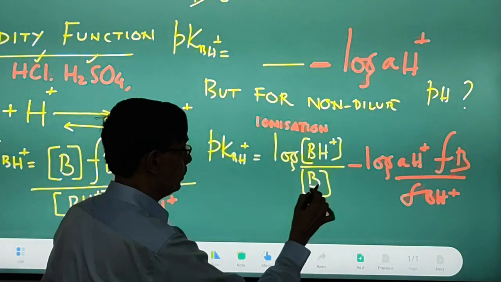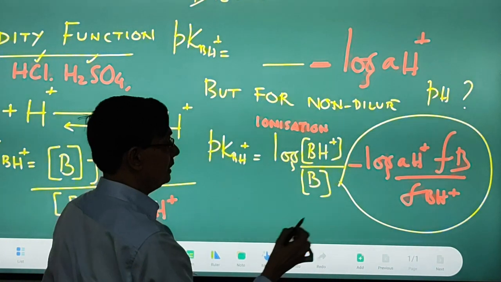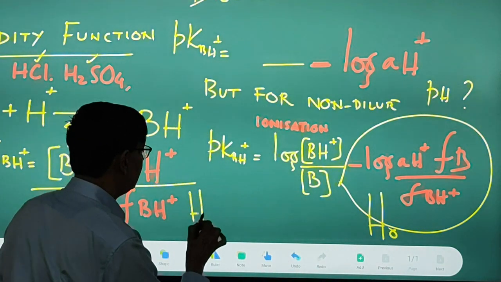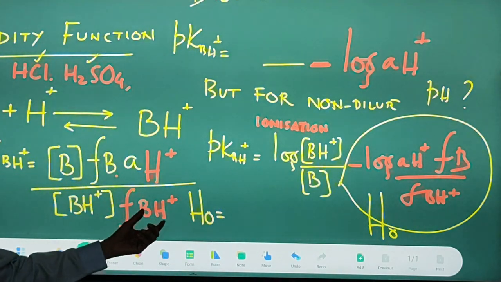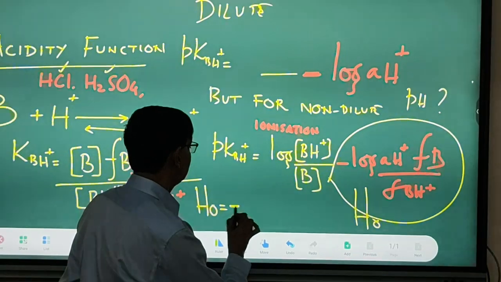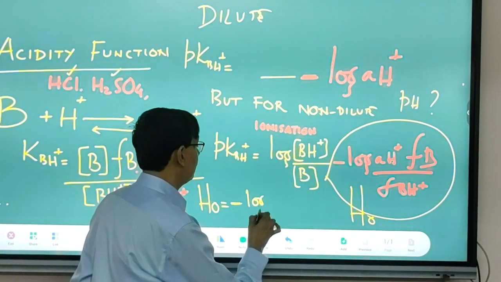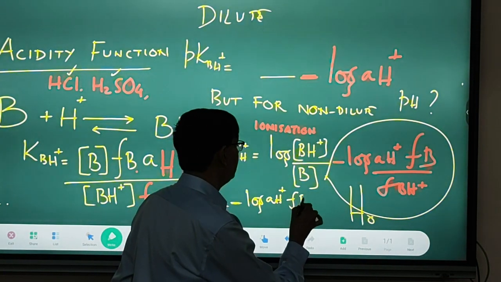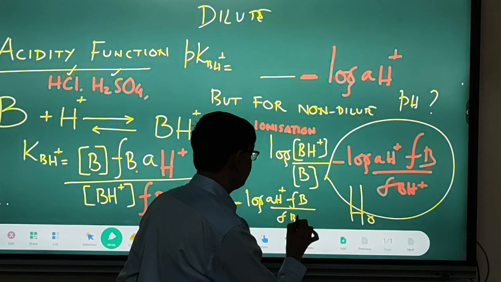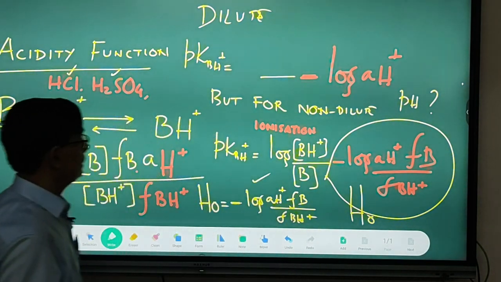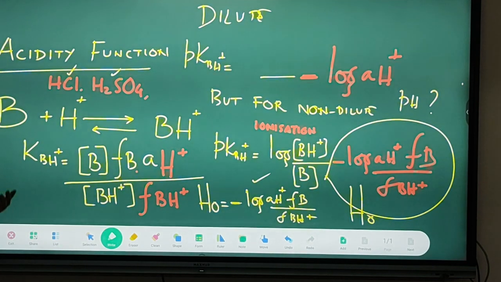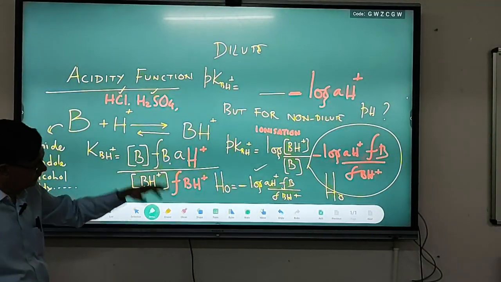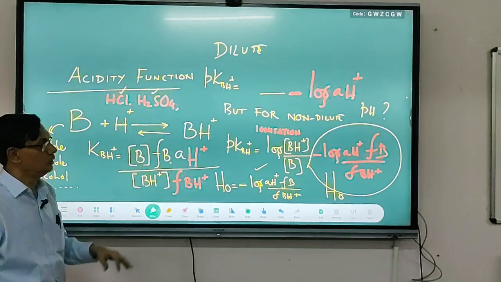Now this whole right-hand side part is called the acidity function. Therefore H0, the final definition, is minus log of activity of hydrogen times activity of B over activity of BH plus. So this is the acidity function. Depending upon whether it is a hydrochloric acid solution, sulfuric acid solution, or perchloric acid solution, the value will change.